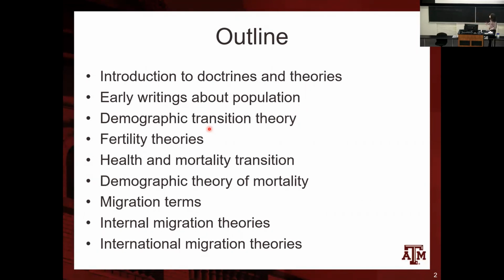But why exactly does fertility decline? Why exactly does mortality decline? Then we have specific studies that try to explain that. We're going to talk about fertility theories, health and mortality transition, and the demographic theory of mortality, why mortality has been declining over time, and why people migrate within countries and between countries. To understand migration within countries, from rural to urban areas, there are the internal migration theories. Migration from one country to the other, international migration theories. And just before that, also some terms, some concepts that are important in migration.